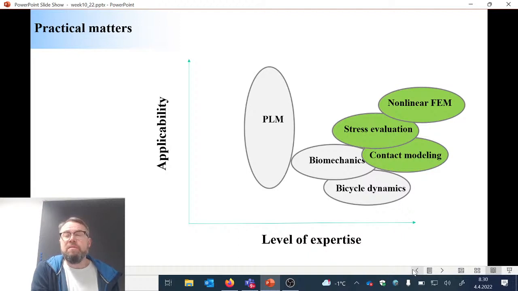Then the nonlinear finite element method, which is this large deformation thing, can be applied to a lot of different things, as you will learn today. You need quite a bit of study to be able to do something in that field. So that's a little bit of an overview.